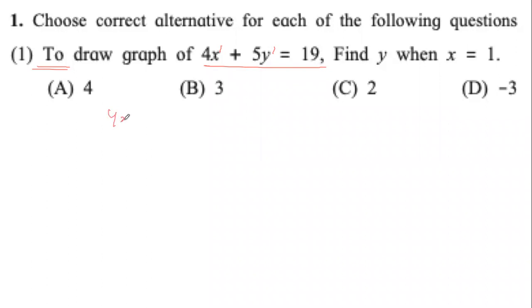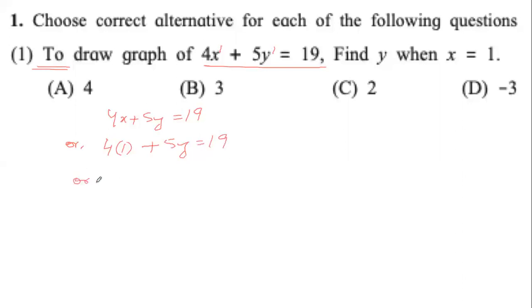Equation is 4x plus 5y equals to 19. It says x equal to 1. So if we put x equal to 1, in place of x, we put 1. 4x means 4 into x. X is 1, so 4 into 1. Instead of writing 4 multiplied by 1, I'm writing 4 into 1 in bracket plus 5y equals to 19.